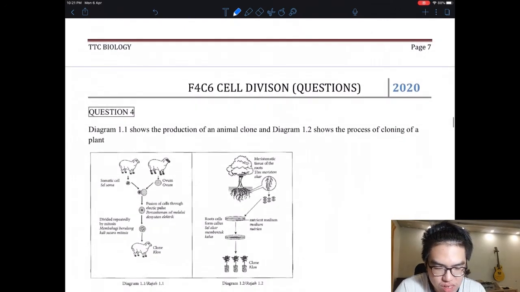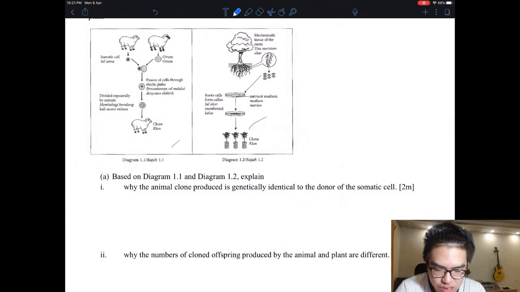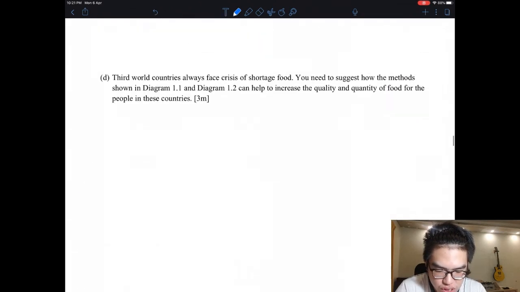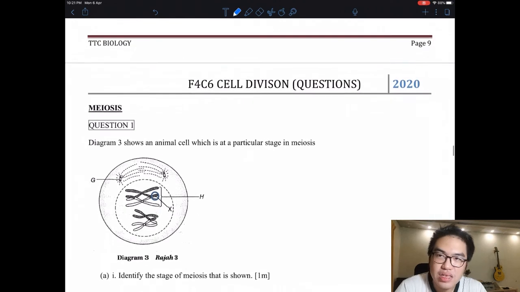Question 4 is almost the same. Again, cloning and tissue culture. Not going to talk about this. So this will be it.